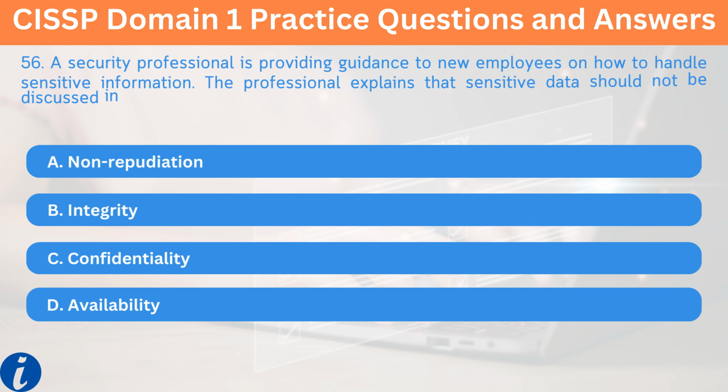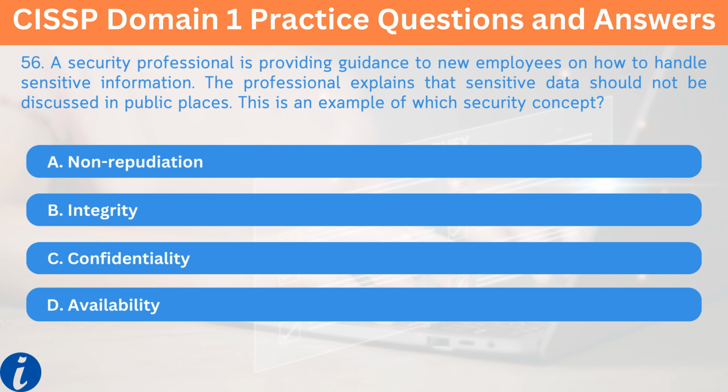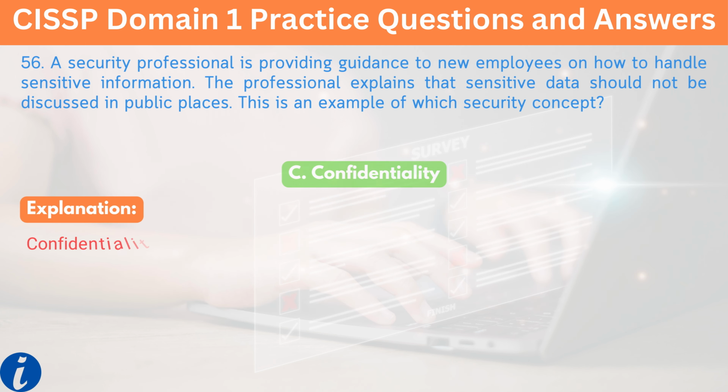56. A security professional is providing guidance to new employees on how to handle sensitive information. The professional explains that sensitive data should not be discussed in public places. This is an example of which security concept? A. Non-repudiation. B. Integrity. C. Confidentiality. D. Availability. The correct answer is C.